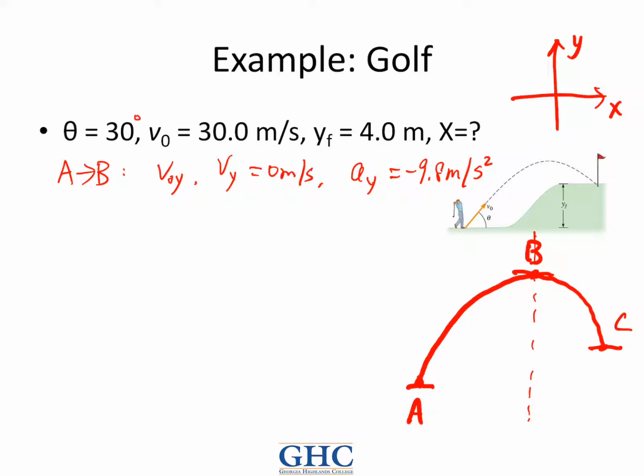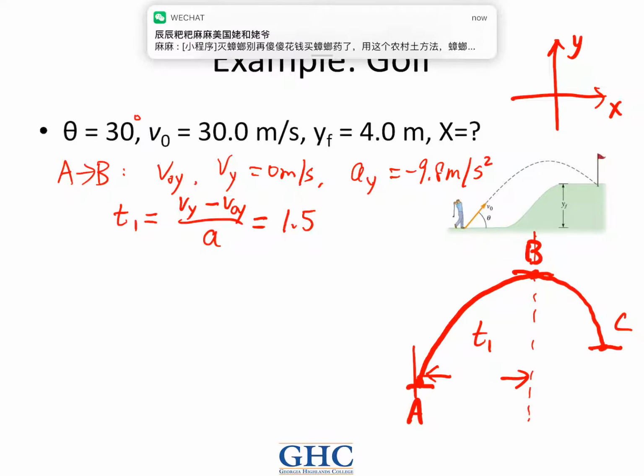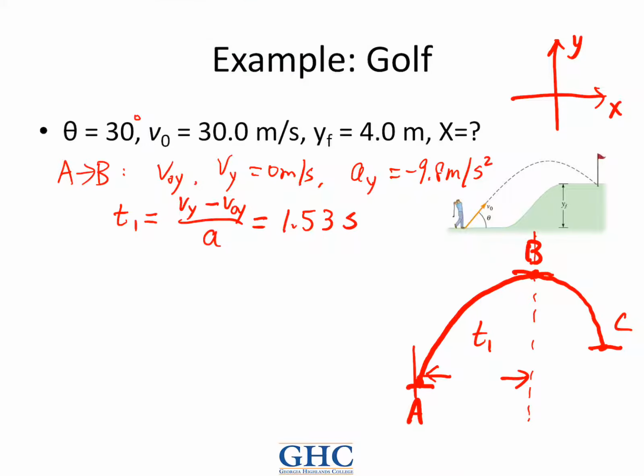So the time it takes for the ball to fly from A to B, let's call this time t1, is the time it takes for the ball to move from A to B. Its final velocity in y minus initial velocity in y, over acceleration, which should give me, let me see, 1.53 seconds.